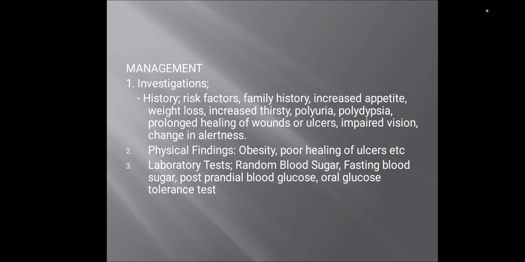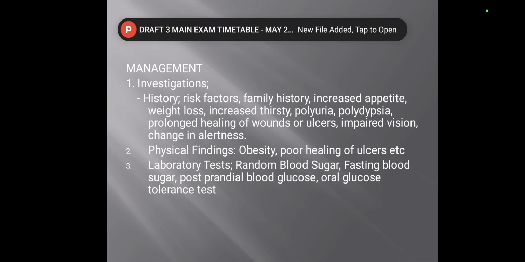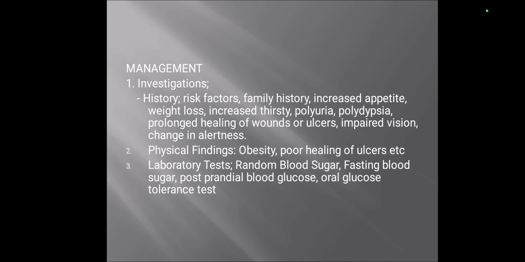So, how do we manage? First, we start with investigation. We start with the history. In history, we go for the risk factors that can predispose this person to diabetes, lifestyle, all those things that we have discussed. Family history, increased appetite, weight loss, increased thirst, polyuria, polydipsia, prolonged healing of wounds or ulcers, impaired vision, change in alertness. So we come to physical findings.